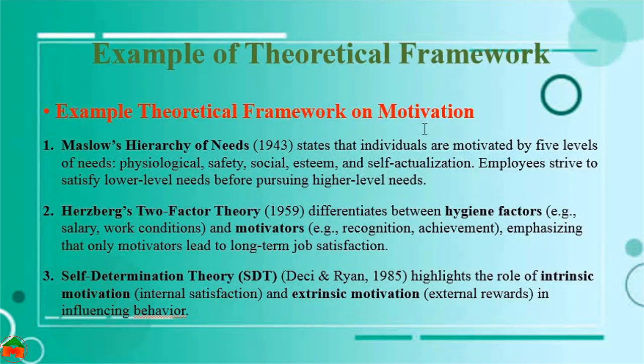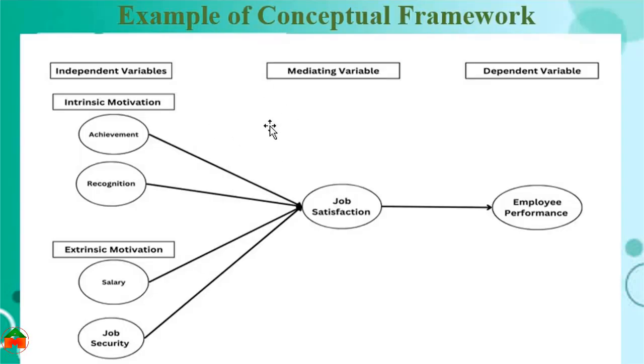Suppose you are going to do research on motivation. So what are the previous findings? What are the previous existing theory? As you can see, on the motivation, the previous theories are Maslow's hierarchy theory, Herzberg two-factor theory, self-determination theory. These are the existing theories, and by these existing theories, if you develop your research model where you have to show the dependent and independent variable, as well as you can also show the mediating variable. So this is your research model. That's why this is the conceptual framework.